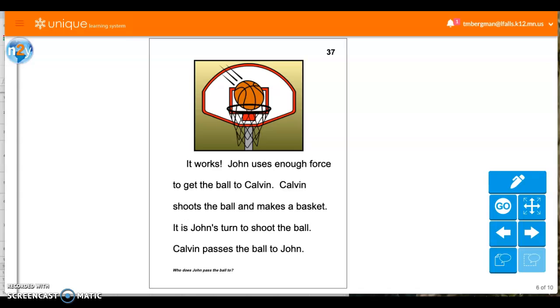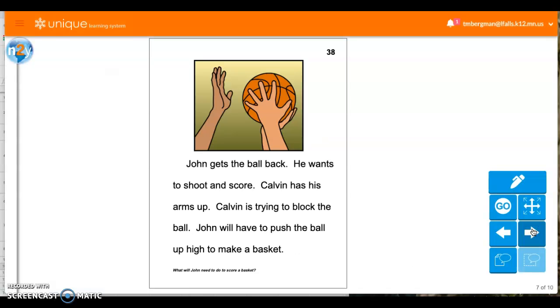Okay, so who does John pass the ball to? Who's the other character in our story? Calvin, or in our chapter. Yep, Calvin's the other character in our story. So Calvin and John are the characters. Where's the setting? Setting is the place. Yeah, do you think they're playing at his house? Outside on the basketball court? Yep, those are all good places to talk about.